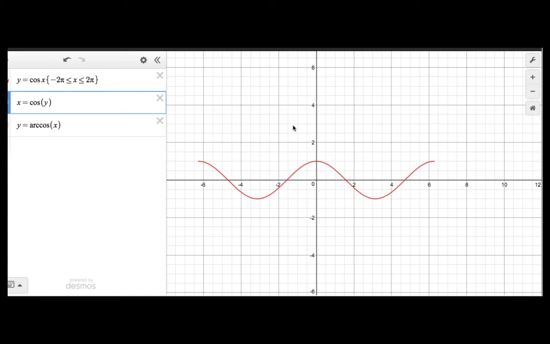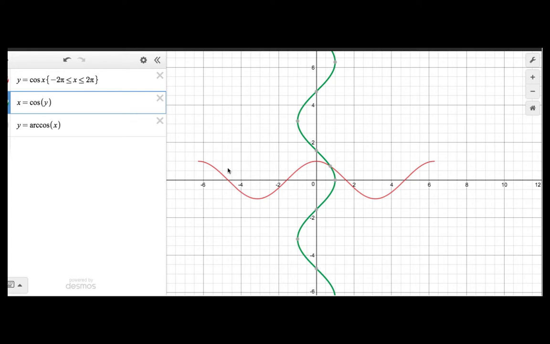Okay, now let's look at the inverse of the cosine function. First, if I were to just graph a couple periods of the cosine function, you can see it's not going to pass the horizontal line test. So when I swap x and y to form the inverse, it's definitely not going to form a function. It's not going to pass the vertical line test.